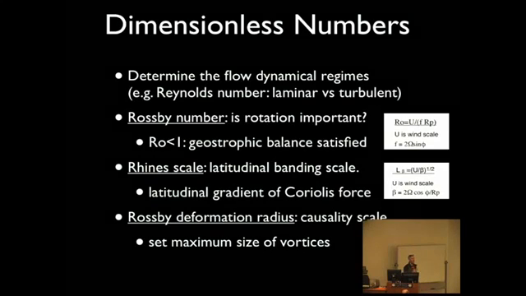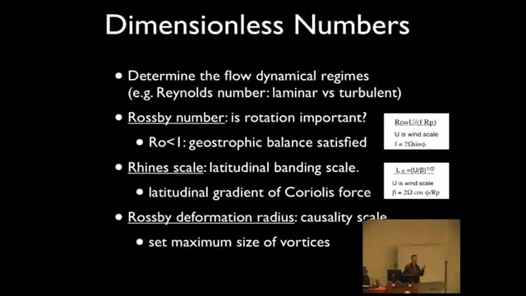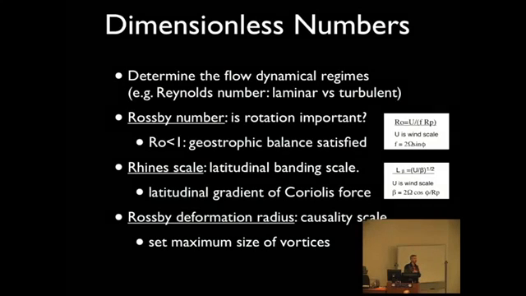And so the effective use of that scale, that I'm familiar with, is to say that's typically the largest size of the vortices you can expect in your flow. It's also typically the size of the fastest growing baroclinic mode in the baroclinic instability. So it's actually quite an important number.